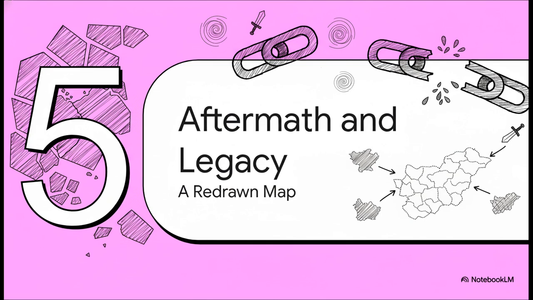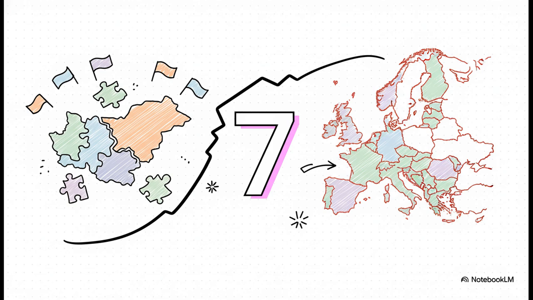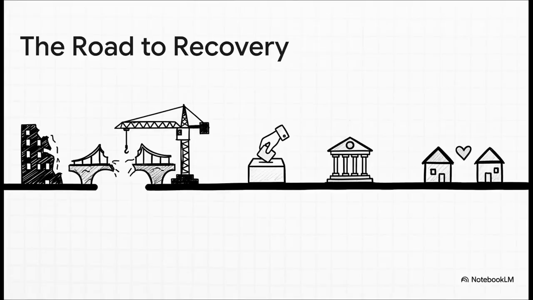But what was left? What's the legacy of this country's violent collapse? Well, where there was once one country, there are now 7. Slovenia, Croatia, Bosnia and Herzegovina, Serbia, Montenegro, North Macedonia, and Kosovo. The map was completely redrawn. And for these new countries, the road to recovery has been incredibly long. I mean, they had to rebuild everything. Cities, bridges, roads. They had to create brand new governments from scratch.